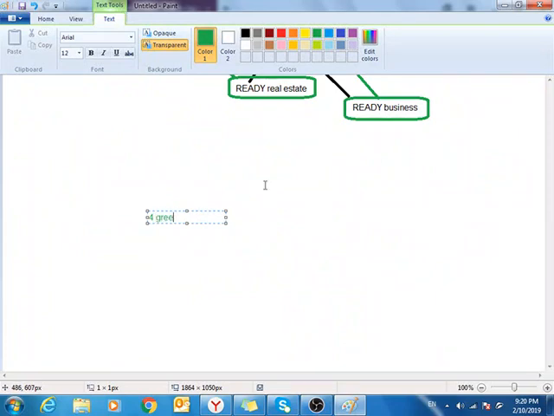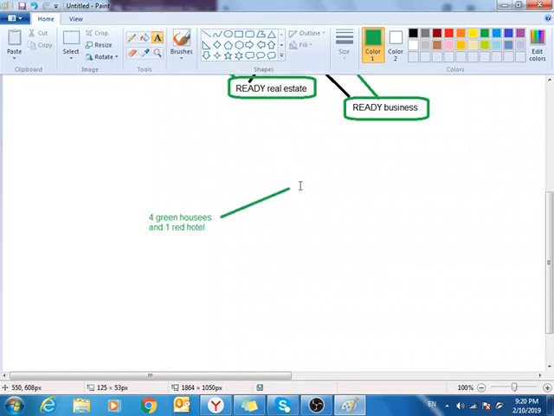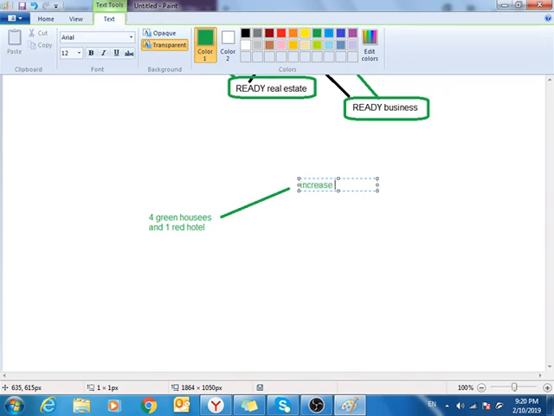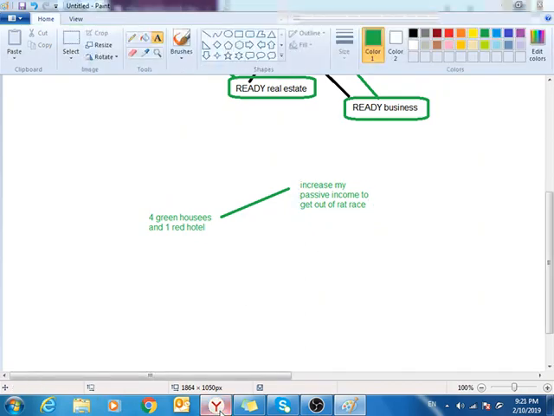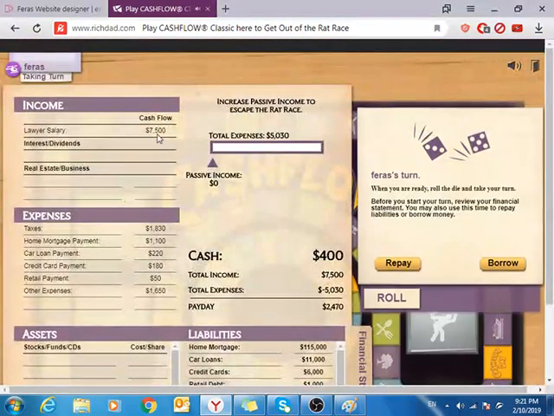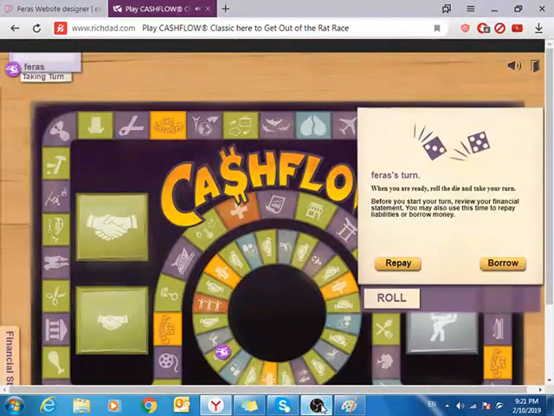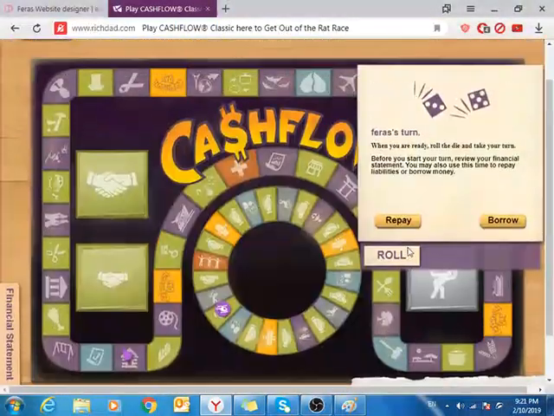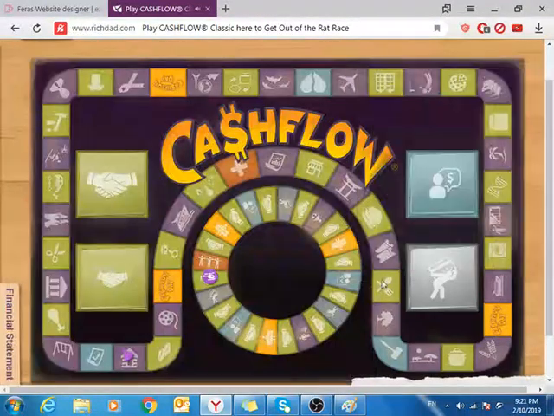I will buy 4 greenhouses, houses, and I will replace them with one red hotel. Now why am I going to do this? Well, I want to increase my passive income to get out of the rat race. That's it. This is what I'm going to do. In other words, I want to have my life back. I'm a lawyer from 9 to 5. Okay, so let's see that.